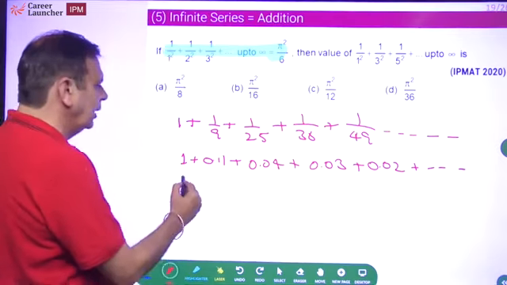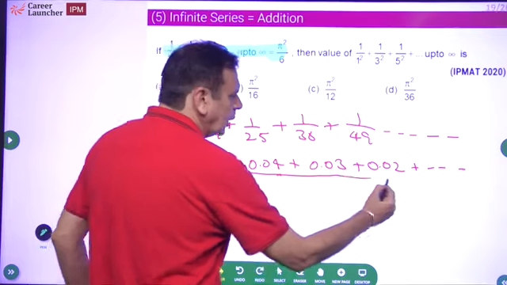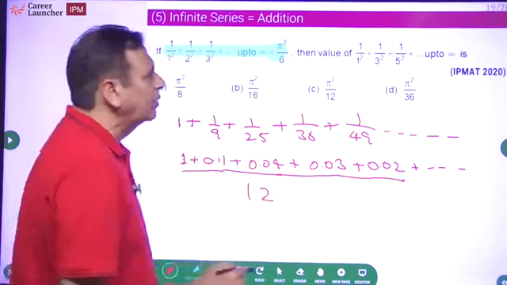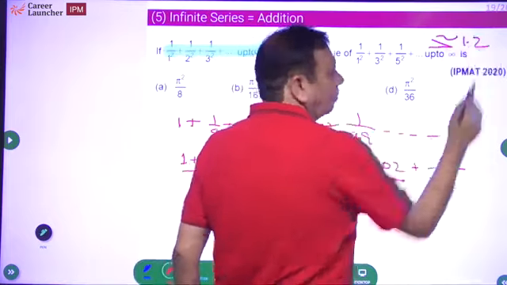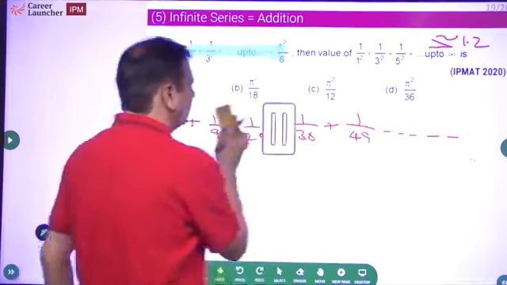Now what is the value I am getting? 1.11, 1.15, 1.18, 1.2. So this is going to be slightly more than 1.2. Can I say the answer has to be slightly more than 1.2? Right? No problem. Now let's look at the choices.